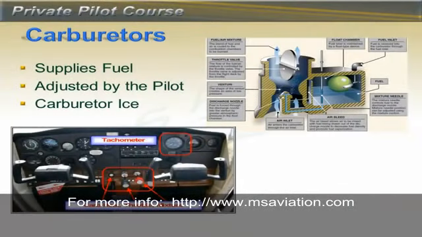So what is the purpose of the carburetor? It supplies fuel to the intake manifold. It is controlled by the pilot by the throttle setting and the mixture setting inside of the cockpit. A 3D image of a carburetor is shown here. Notice the fuel supply on the right and the little jet coming into the venturi.